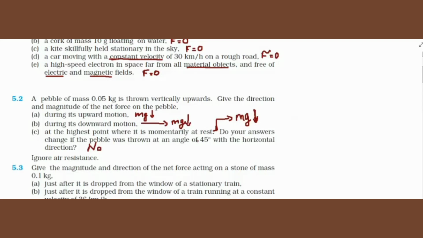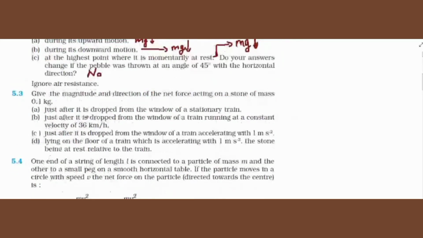Now come to question 3. Give the magnitude and direction of the net force acting on a stone of mass 0.1 kilogram just after it is dropped from the window of a stationary train. It is dropped, so gravitational force is acting on it, so force on it is mg downward. Then just after it is dropped from the window of a train running at a constant speed of 36 km per hour, when it is falling, its weight is acting downward. So the answer is mg downward.